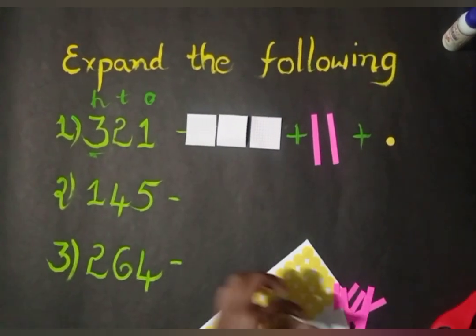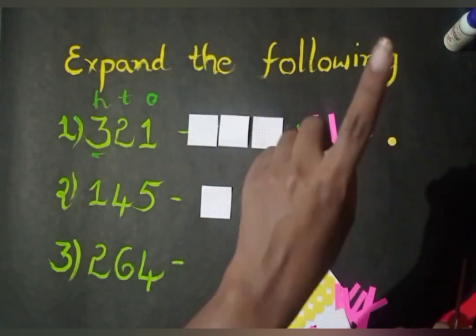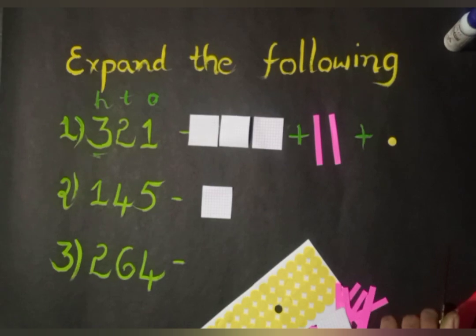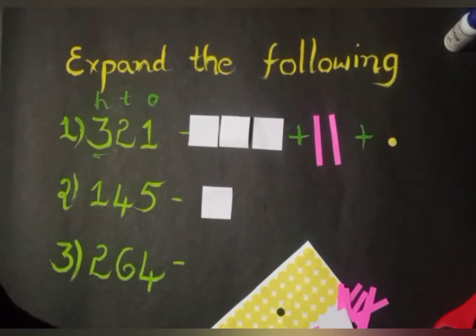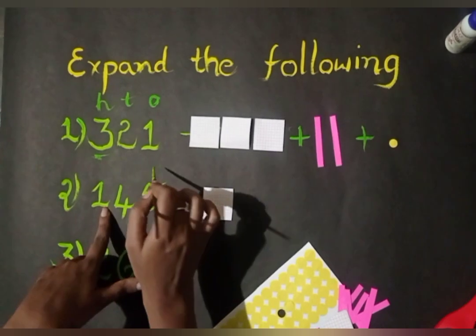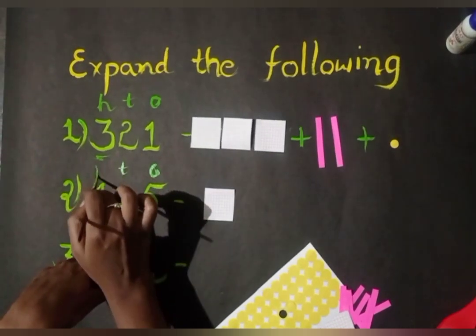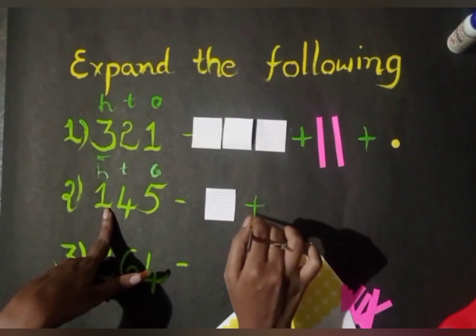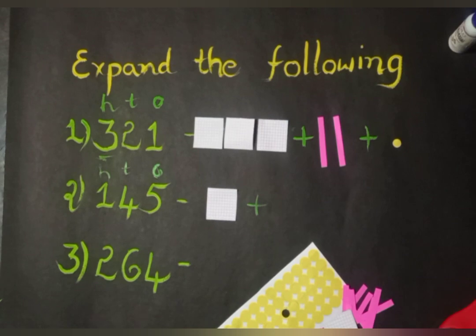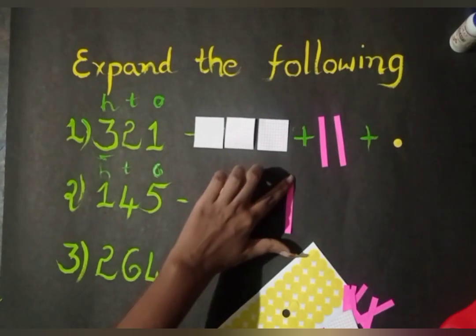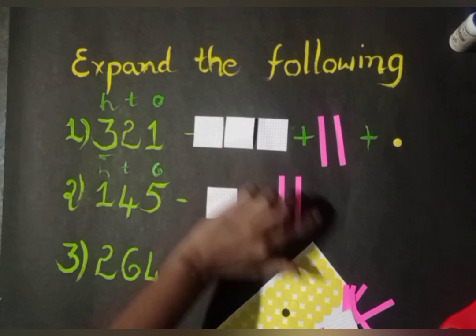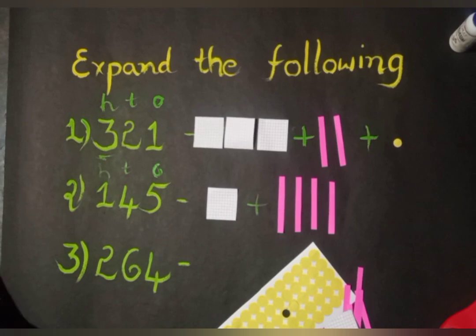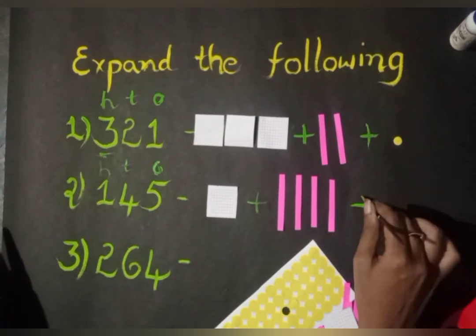145. So 145 means how many do I have to take? Only 100 block. Then which symbol do I have to put here? After completing one place, see here, ones, tens and hundreds. So I have taken hundreds first. So after hundreds I will put one plus. Then here 4 tens. It means how many standing strips do I have to take here? 4 standing strips. 1, 2, 3, 4. Then again which symbol do I have to put? Then again I have to put the plus symbol.